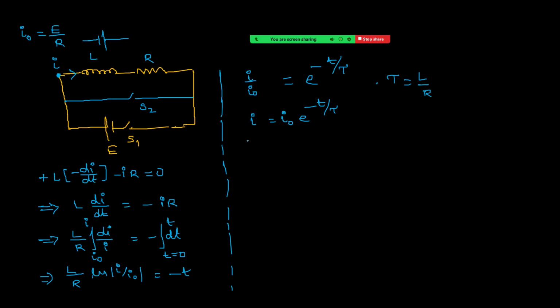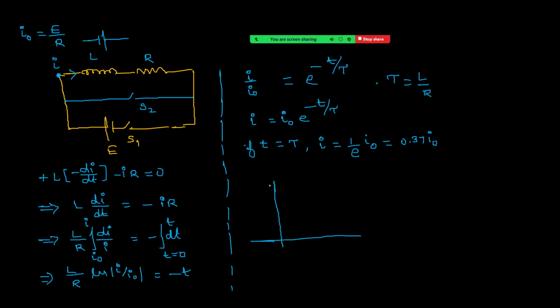And next you can see if t equals tau, in one time constant, current becomes 1 by e times of I naught. That means it becomes 0.37 into I naught. That means we can say current has decreased by 63% of its maximum value. Same conclusions, just to compare once with RC circuits. Same graph, same conclusions.